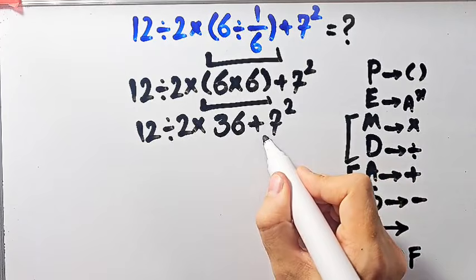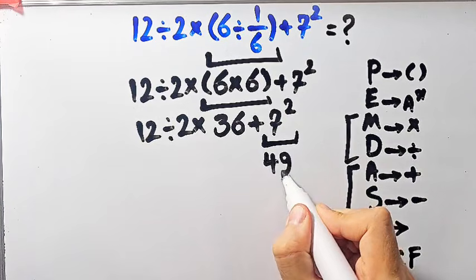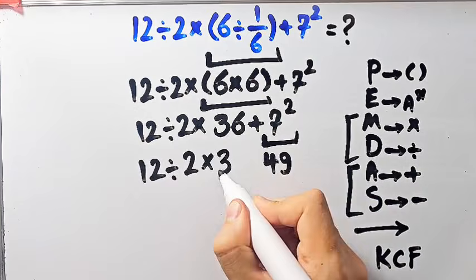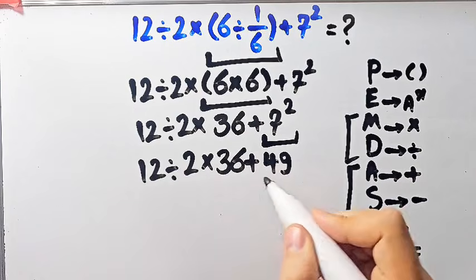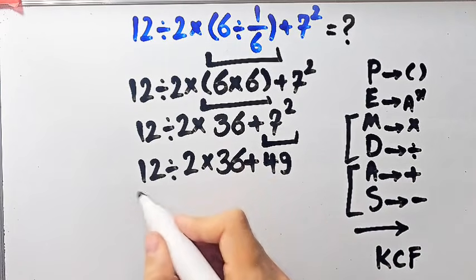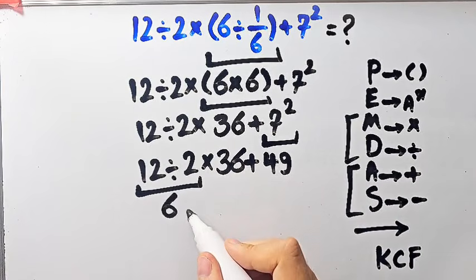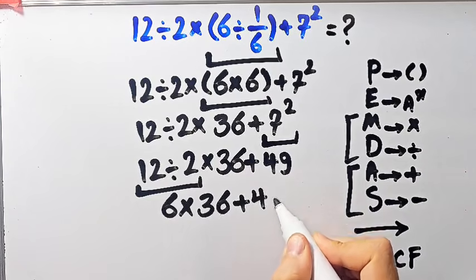First, we simplify this exponent. 7 to the power of 2 equals 49. Now the question is 12 divided by 2 times 36, then plus 49. We have division, multiplication, and addition. First, we simplify this division. 12 divided by 2 equals 6. Now we have 6 times 36, then plus 49.